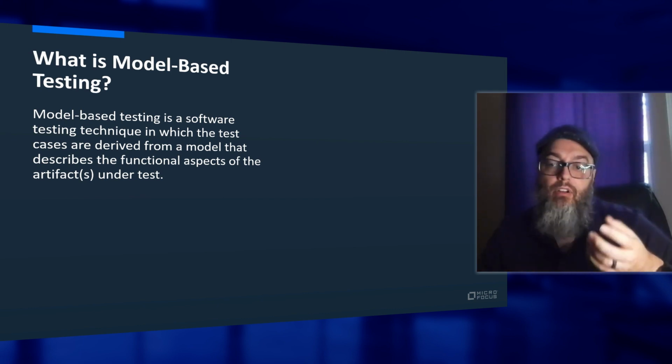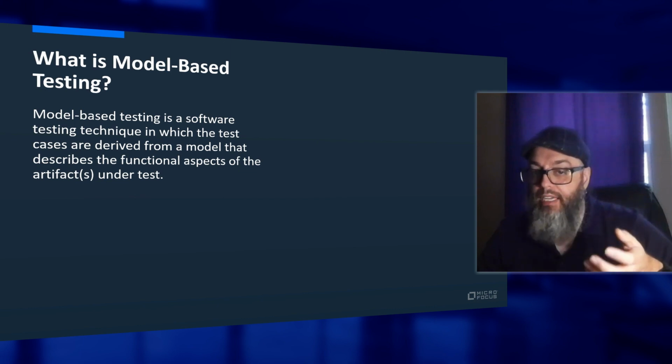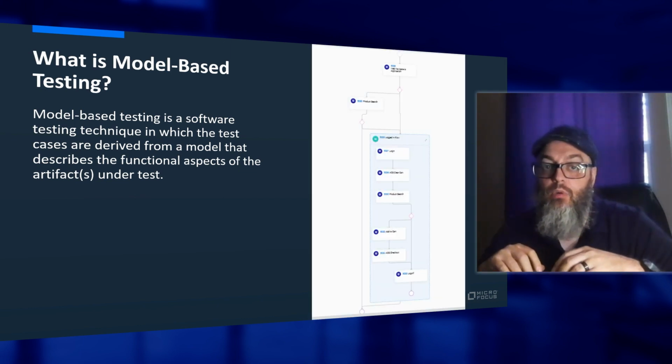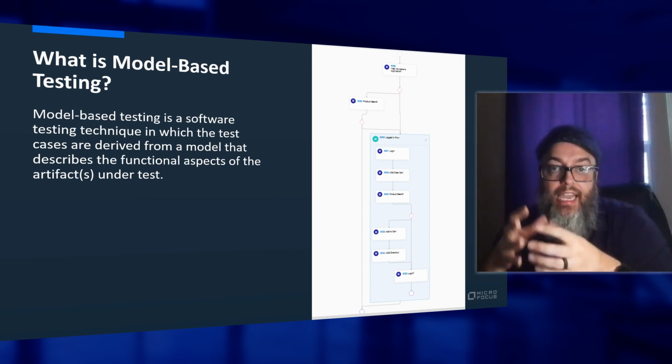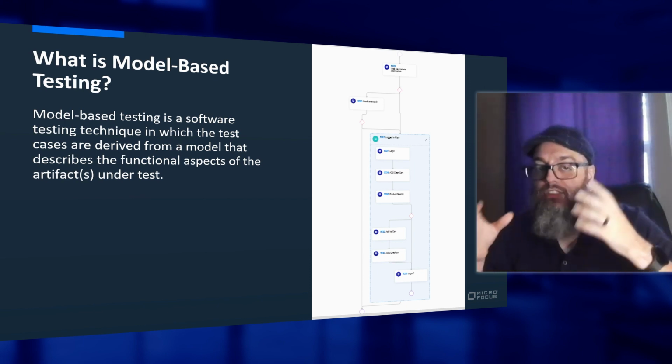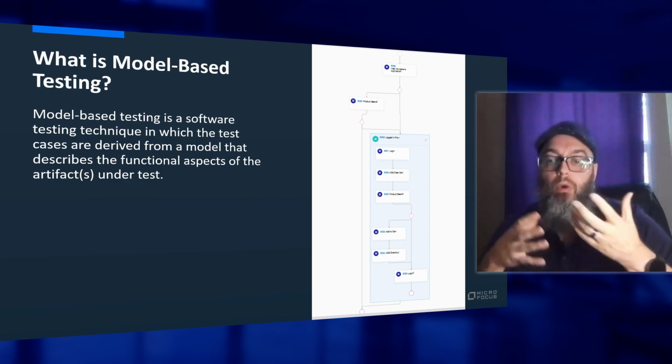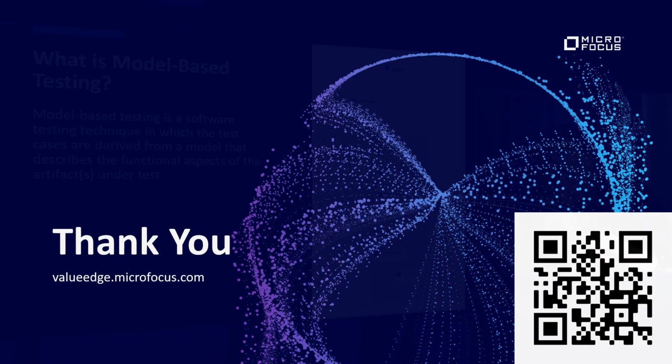Typically, the model can, but doesn't necessarily have to, be displayed in a visual format, like what you see on the screen here, where I've obfuscated the actual text, because the text doesn't matter, it's really the flow that we're talking about. And this makes it easier to understand what is the business process that's planned to be tested.